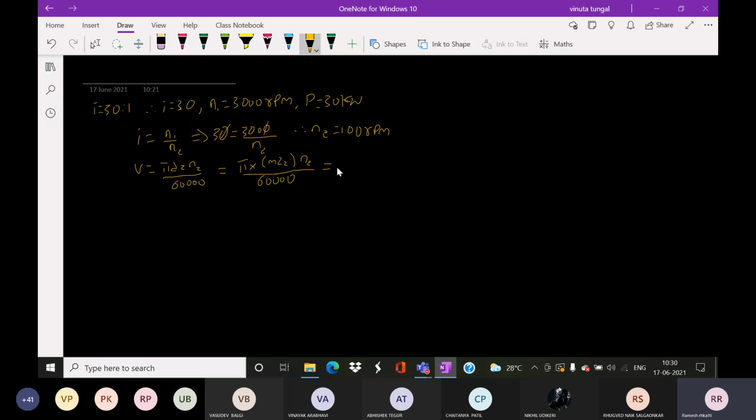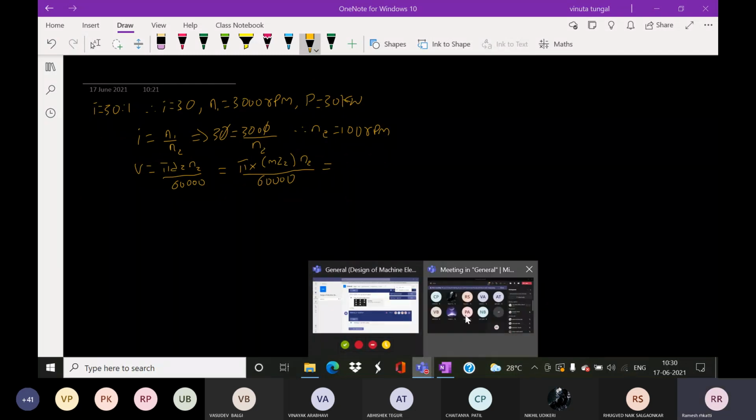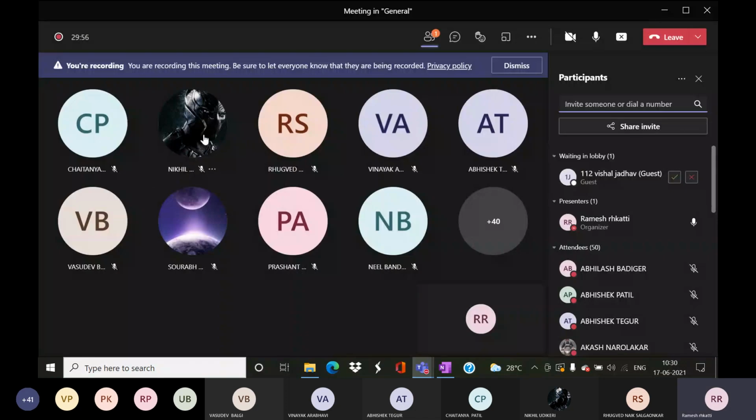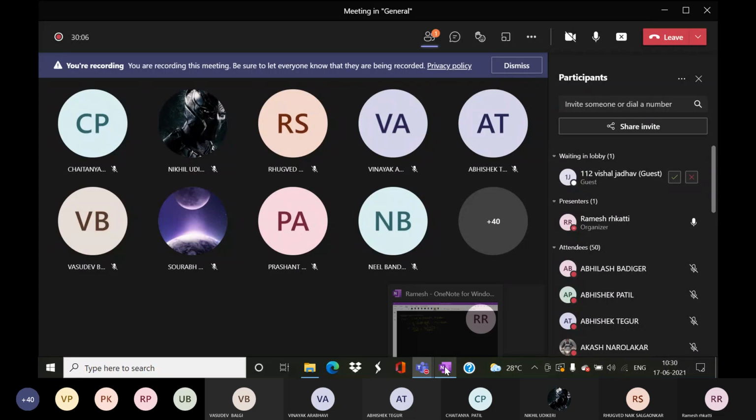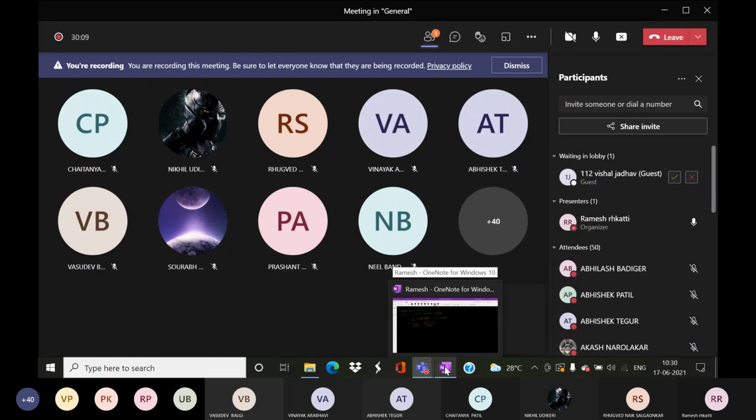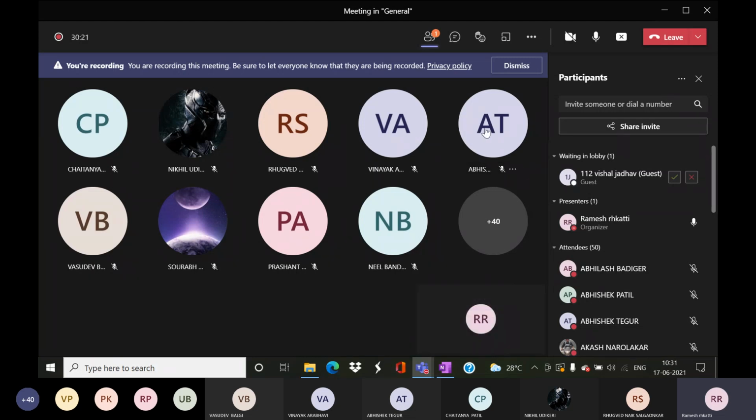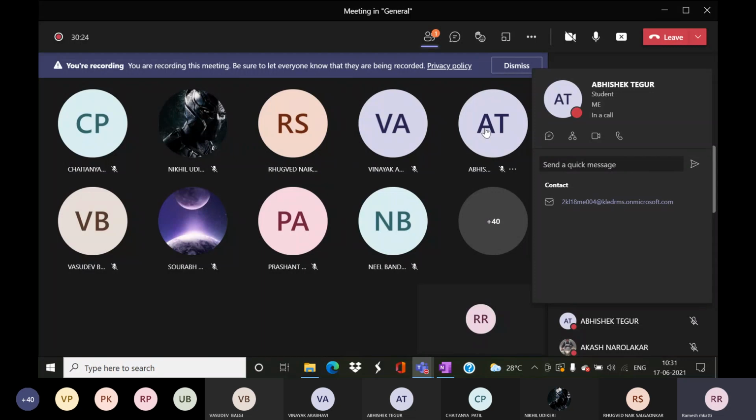Can anyone answer? How much is the V? Nikhil? How much is the value? Calculating, okay, calculate. Rugved, whether you have calculated? Abhishek? Yes, sir. How much is the value?